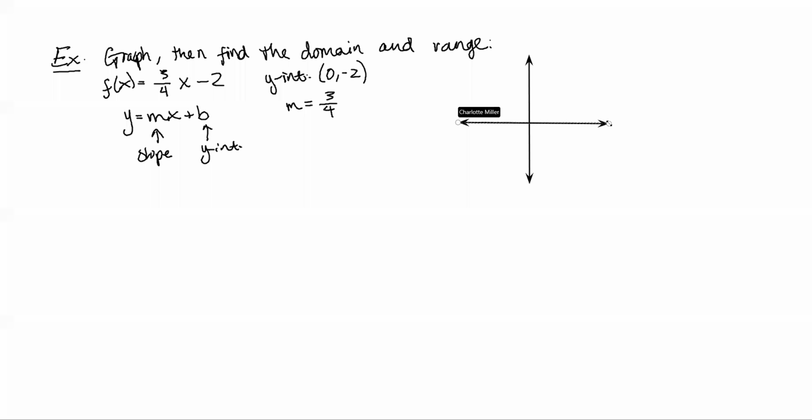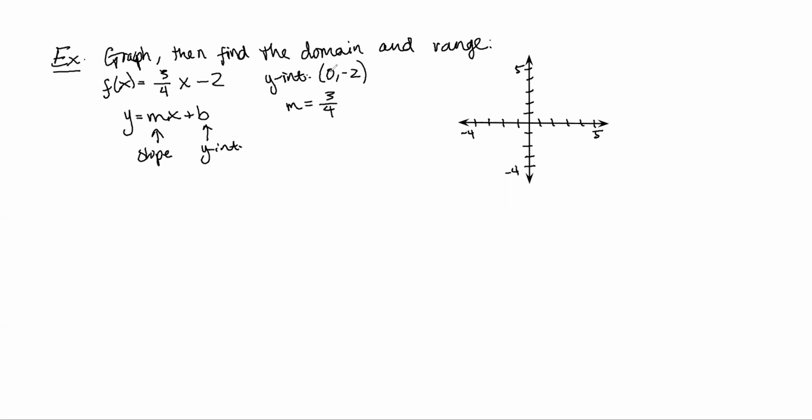Okay, and I'll go ahead and put some tick marks on there. The y-intercept's negative 2 and our slope is positive, so our line's going to be going up. So I'll go out to about 4 or 5 in each direction. 1, 2, 3, 4, 5. 1, 2, 3, 4. 1, 2, 3, 4, 5. And 1, 2, 3, 4.